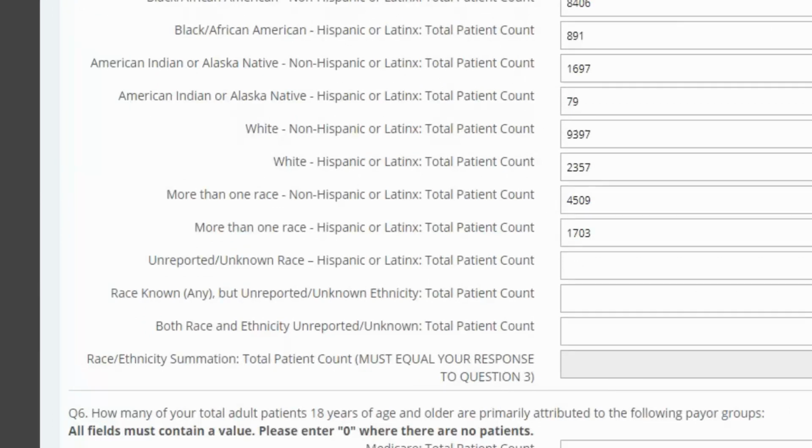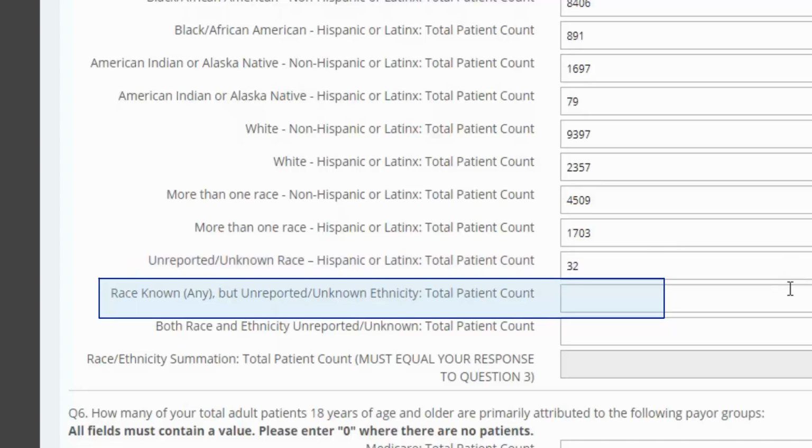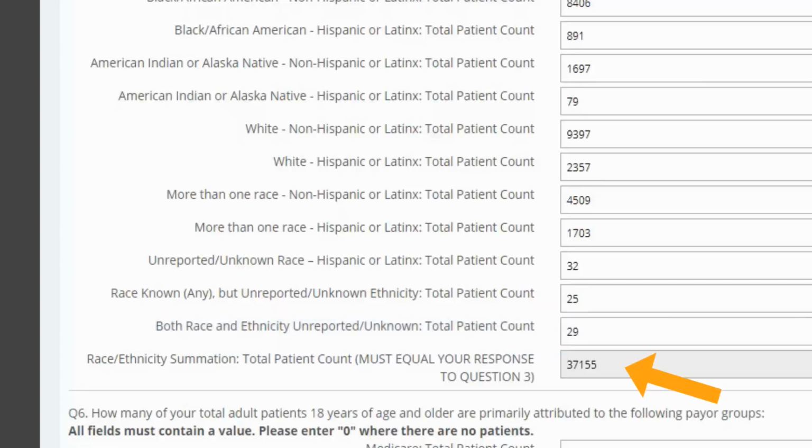The final 3 fields are inclusive of all patients who have either their race, ethnicity, or both unknown or undisclosed. If they have identified as Hispanic or Latinx, but not disclosed their race, place them in the first of these 3 final fields. If they have identified their race, but not their ethnicity, place them here. And finally, if you know neither their race nor ethnicity, place them in the final field. Once all the fields are filled in, an automatic total of what you have entered populates in the gray box at the bottom. This box must equal your answer to question 3.